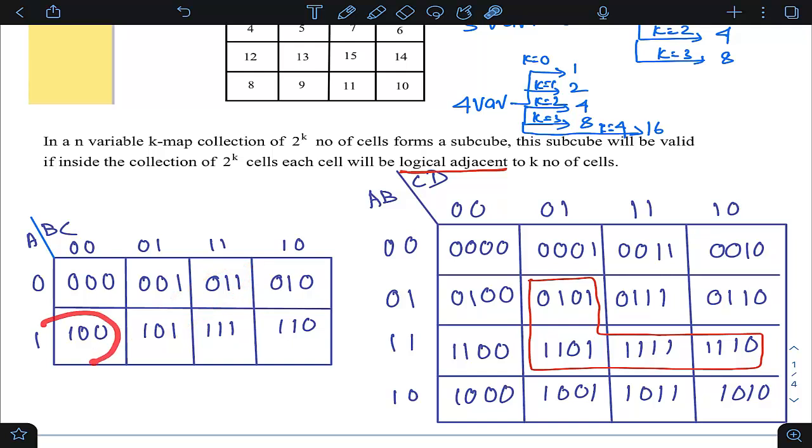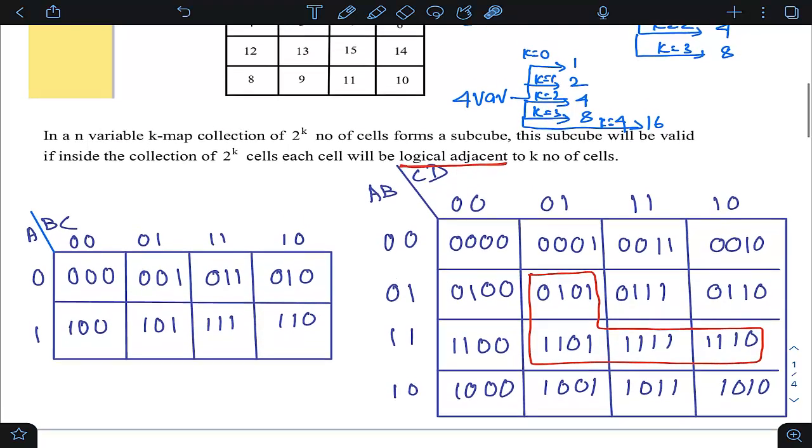Can I say these and these are logical adjacent cells? If you see the bit pattern, the first bit is 1, okay, 1. The second bit is 0, this is 1. So one bit change, the third bit is 0. So how many bits are different between this and this? Only the middle bit. So yes, this and this are logical adjacent cells. Can I say this and this are logical adjacent cells? So 0, 0, 0, it is 1, 1, 0. No, two bits are changing. They are not logical adjacent cells.